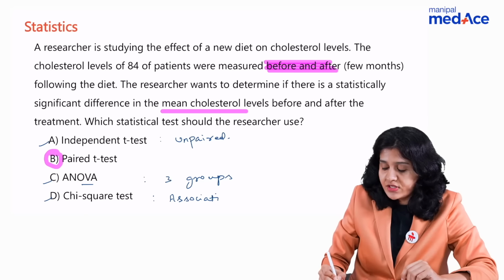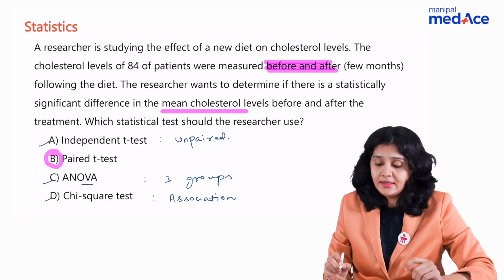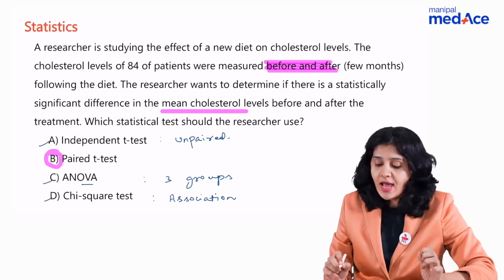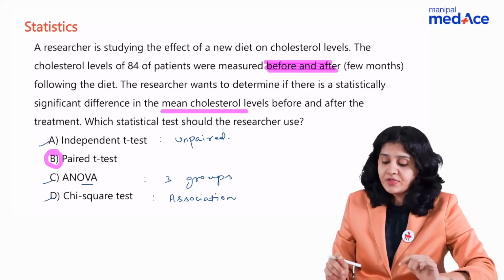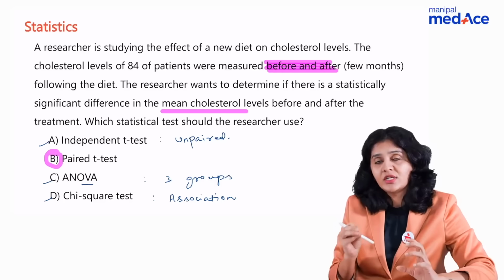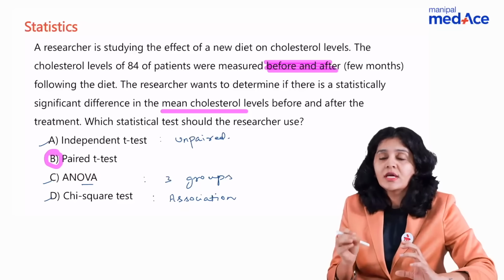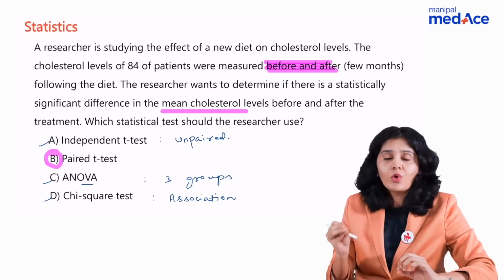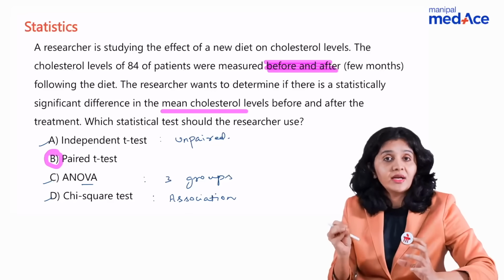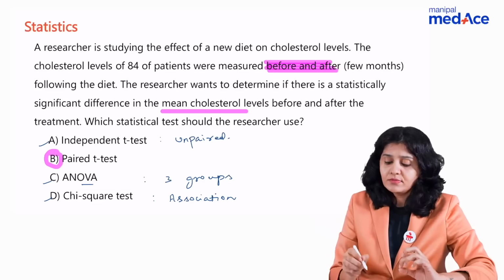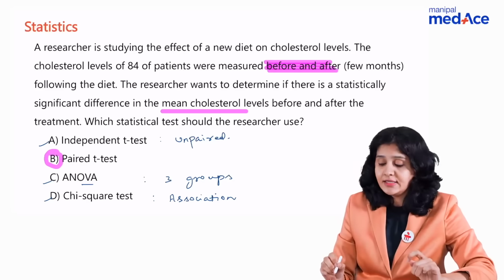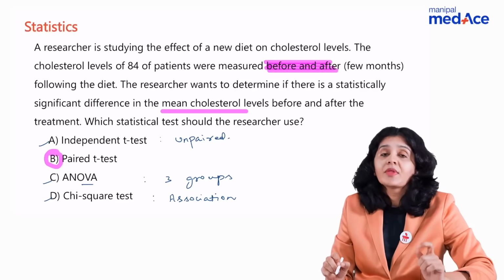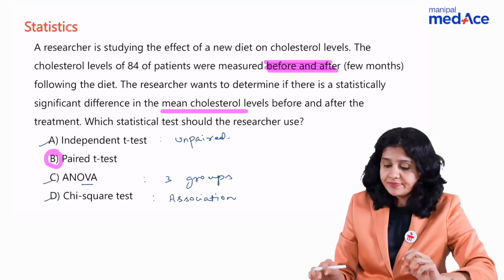So the correct answer for this question would be paired t-test. The keywords which you should look for in this particular question are before and after and mean cholesterol levels, right? If it is not mentioned that it is mean cholesterol, if it is in the form of scores, then it becomes a non-parametric test because it is not normally distributed. So then what test are you going to use? The counterpart of paired t-test is Wilcoxon signed rank test. And the counterpart of unpaired t-test is Mann-Whitney's test. I hope you remember this.